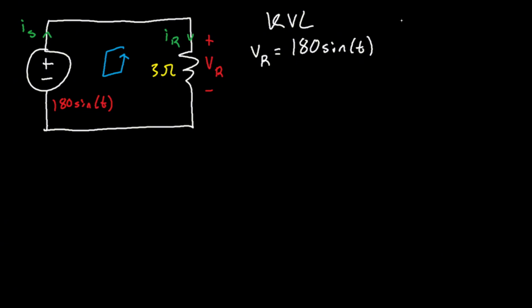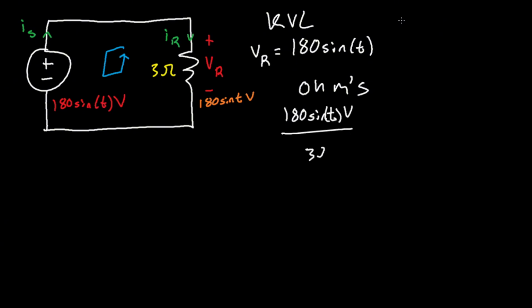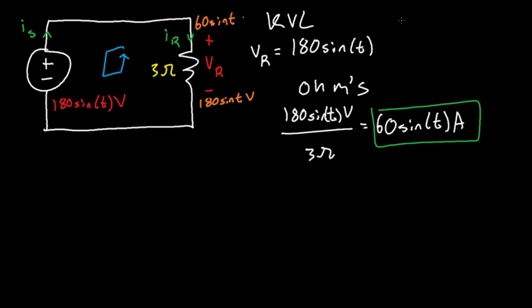But now that we used KVL to solve for this newfound voltage, let's say 180 sine of t volts, we can solve for the current at the resistor using Ohm's law. So Ohm's law: your voltage divided by resistance is equal to the current, which is 60 sine of t amps. Now that we have 60 sine of t amps for the current at the resistor, correct? Well, since this is a series circuit, the current is the same throughout the entire circuit. Now, if you don't know what a series circuit is, hopefully you do by now, but you could just use KCL at this node up top, and you can determine that there's only one current going in and one current going out, and that current going out is 60 sine of t. Therefore, I of S is equal to 60 sine of t amps.